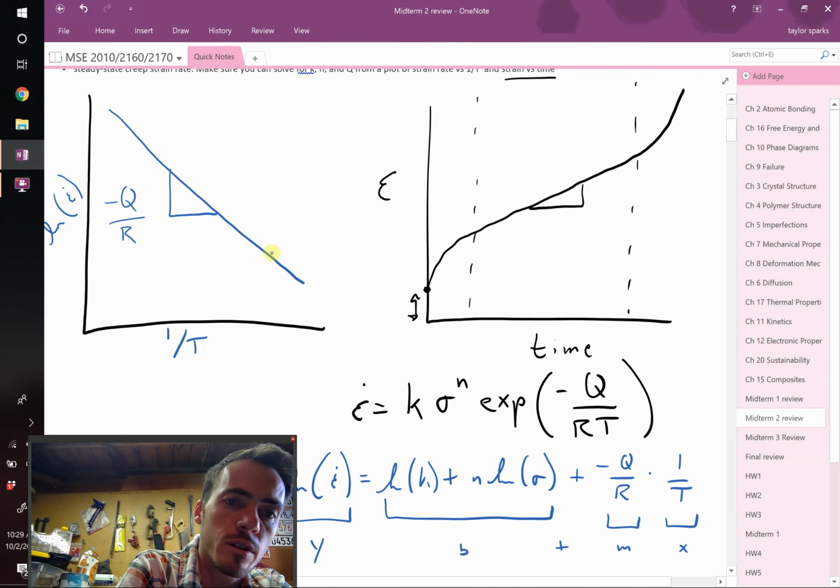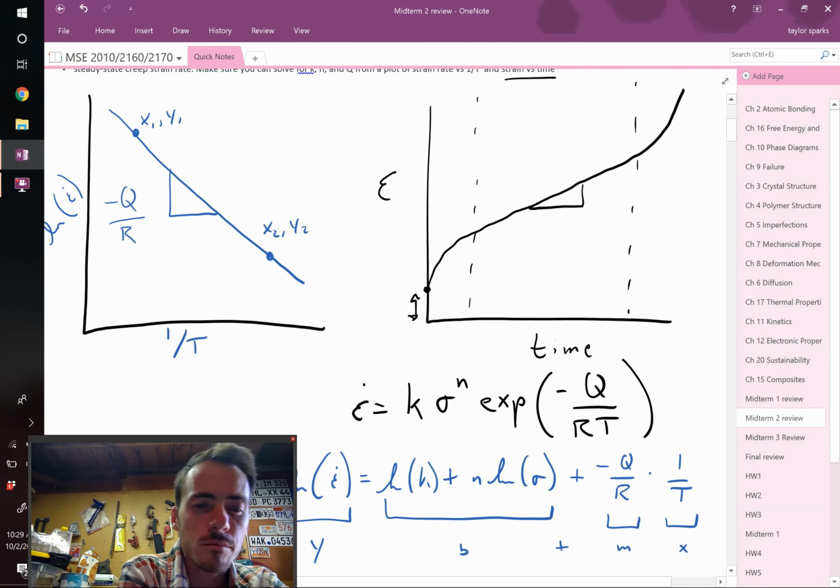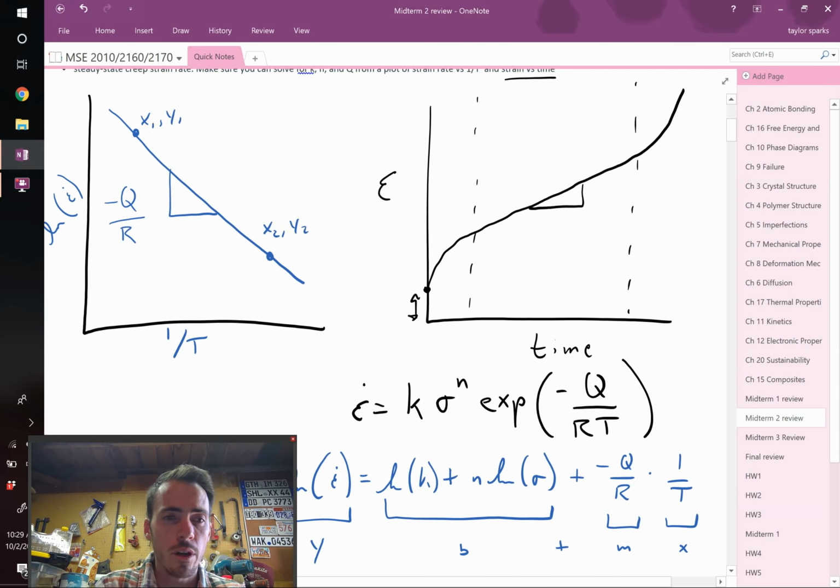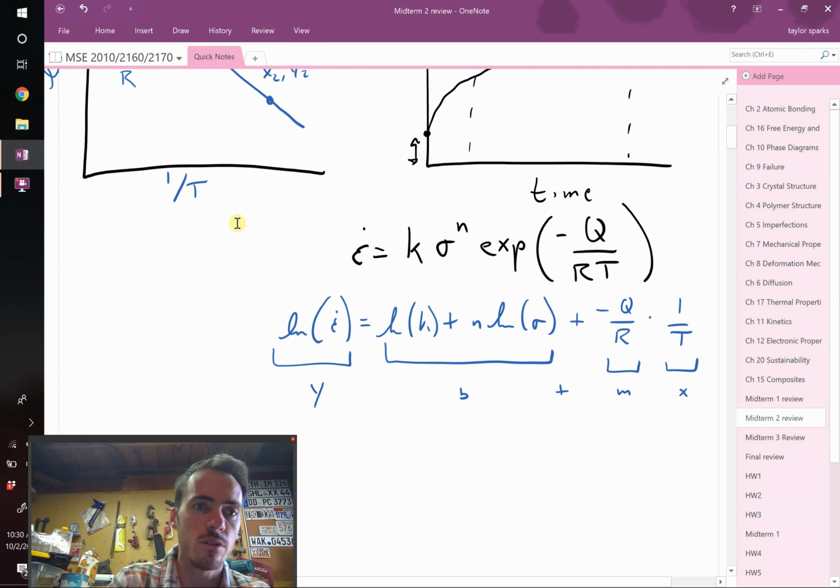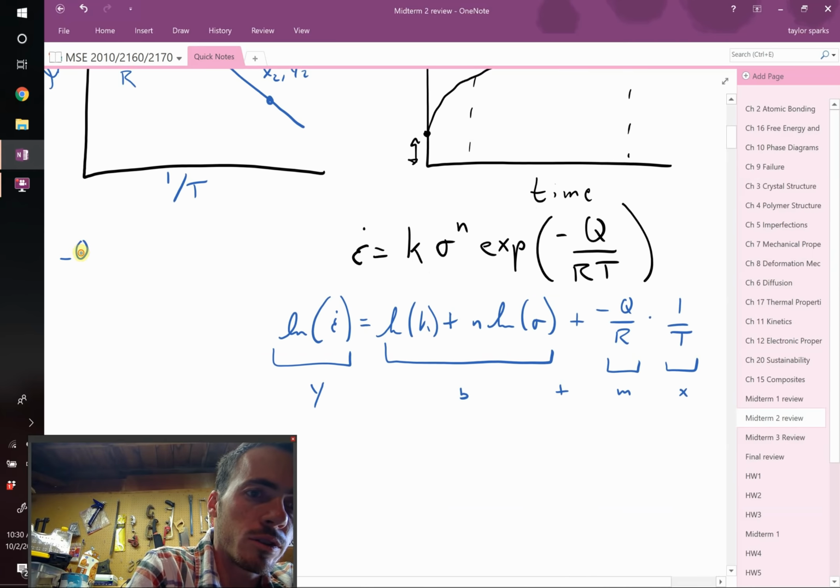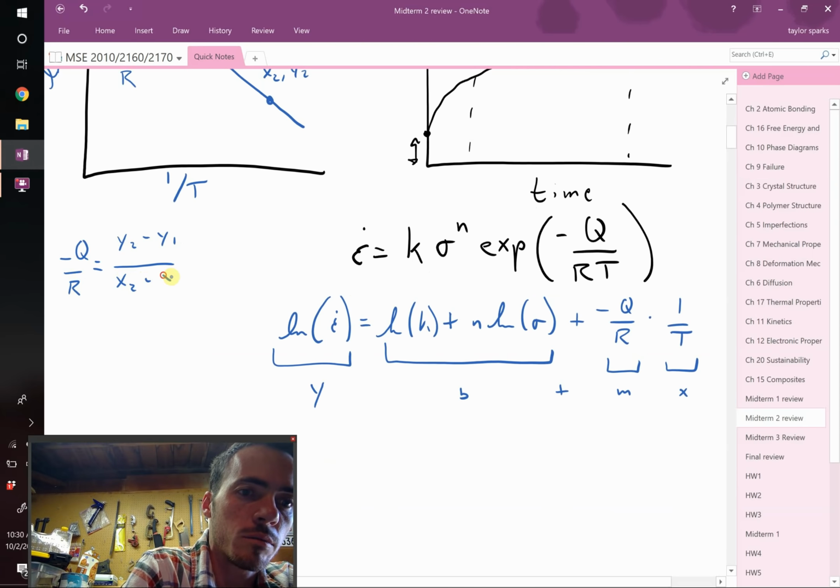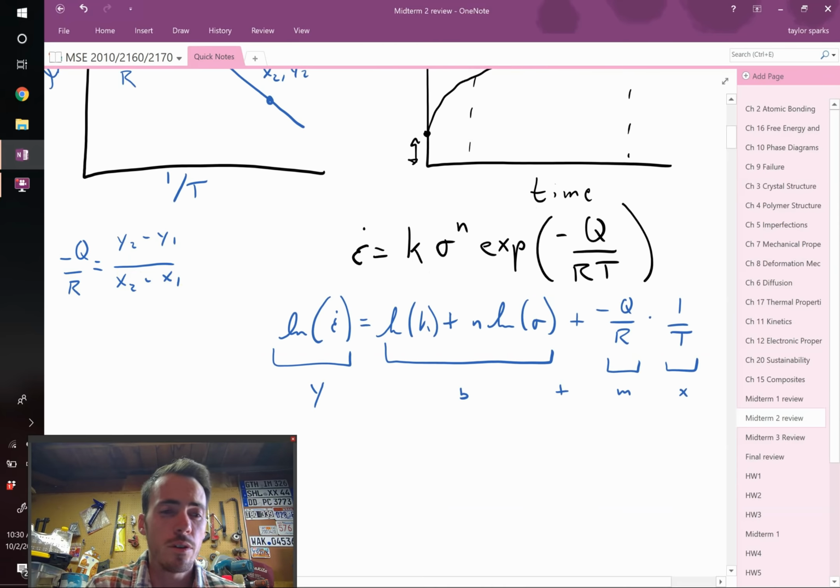In other words, if you had a point here and a point there, let's call this x2, y2, we'll call this x1, y1. You could do rise over run, right? In this plot, it's shown as natural log, so you could directly do that negative Q over R, in this case, equals y2 minus y1 over x2 minus x1, and you could solve for Q.